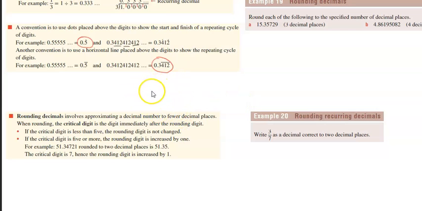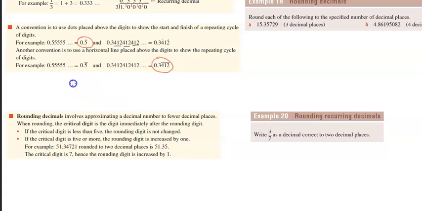So rounding decimals involves approximating a decimal number to fewer decimal places. Obviously we don't want to have a number that just keeps going and going in a decimal. So we want to truncate it, we want to cut it at a certain point. So when rounding, there's this thing called a critical digit, and this critical digit is the digit immediately after the rounded digit. So for instance, if we want to round a number to 2 decimal places, the critical digit is after the second decimal place, which is the third number.